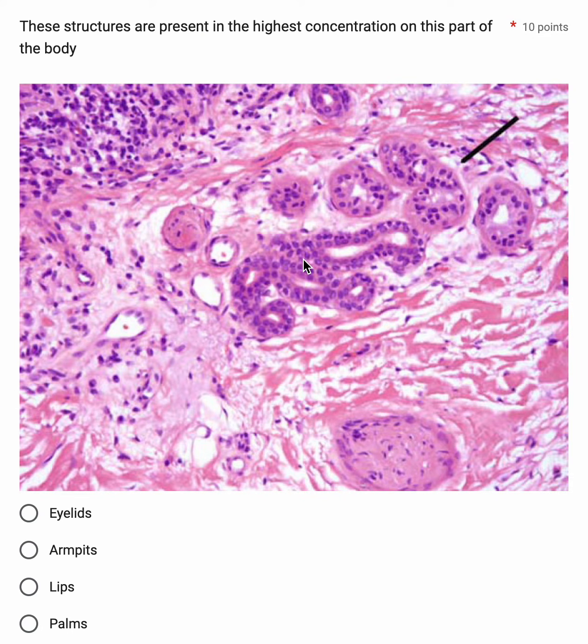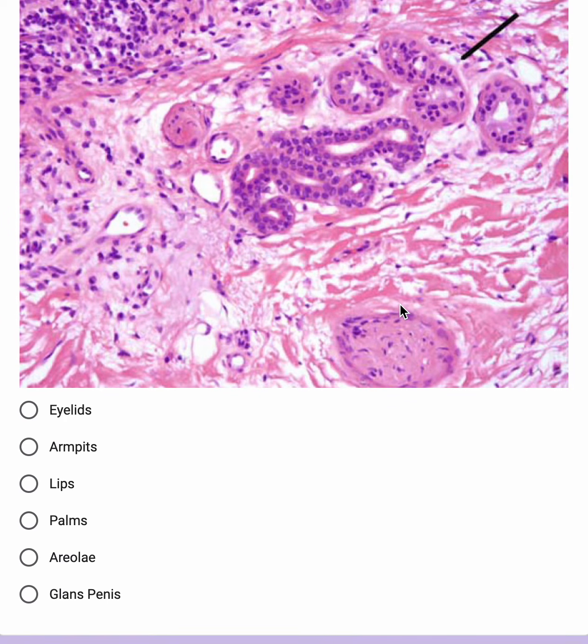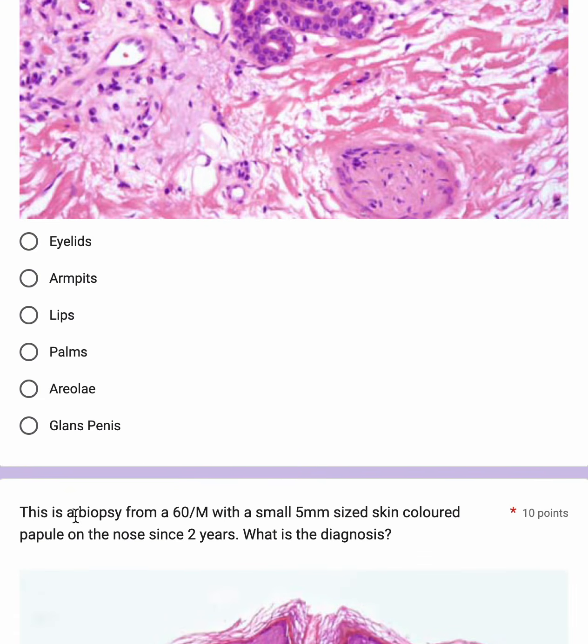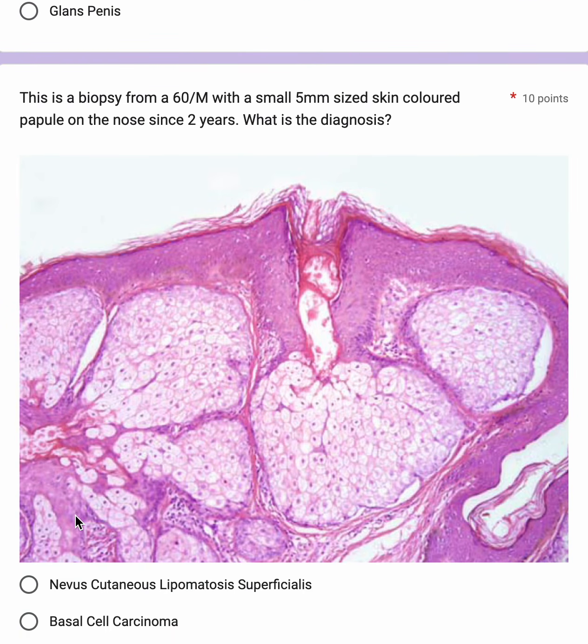Ducts have cytoplasm which is less in quantity and less eosinophilic. Here you see a much more eosinophilic cytoplasm in the lining of the glands. So these are sweat glands and sweat ducts. Now, where do you find them in the highest concentration? Obviously, palms and soles, and that's your answer. Palms is the answer. I don't think I need to go into further explanation.